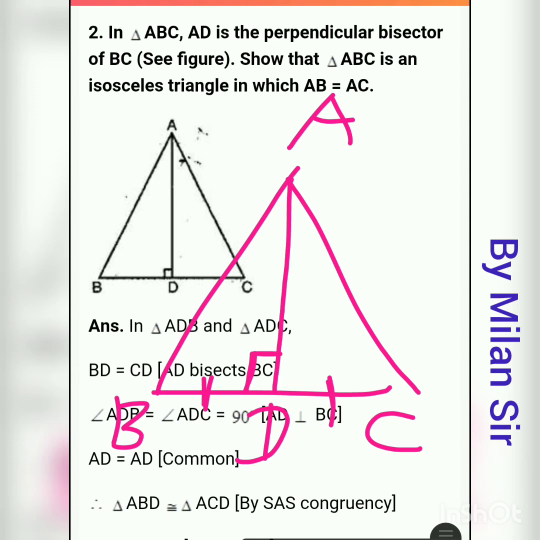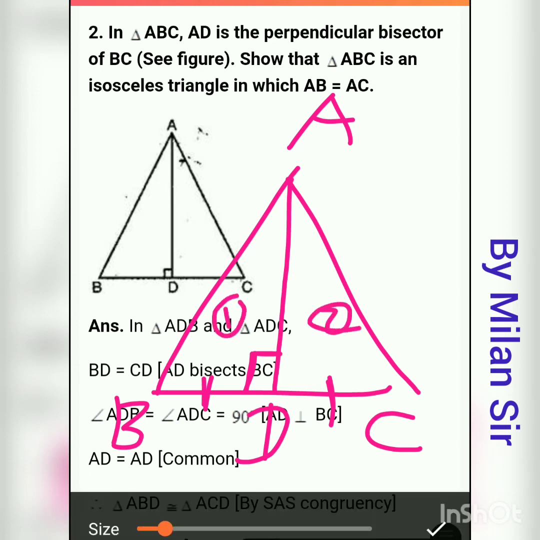Now just think about these two triangles. First thing, in both triangles we have one angle 90 degrees, right? Second thing, AD is a common side in both the triangles. Third thing, BD is equal to CD.